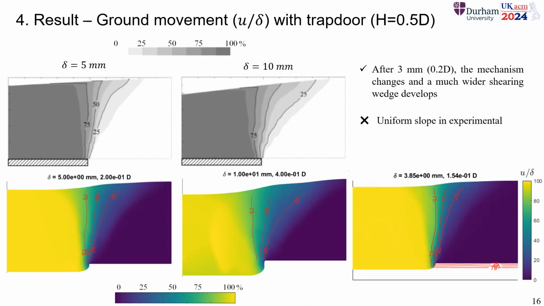So how can you see this? Also after the 3 millimeters, you have the formation or the widening of this fan and the uniform slope deformation in the experiment, while here this is not uniform, and you have a sigmoid slope, which we assume is due to the discretization of the particles in the experiment and the difference with the continuous modeling done here.